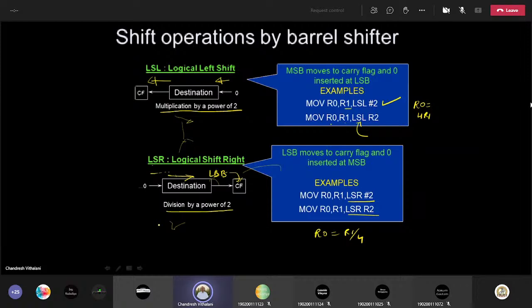Then you can use all these instructions along with add also. You can use these instructions along with move, along with subtraction operations. And in data transfer also, we have used this to specify the offset value.